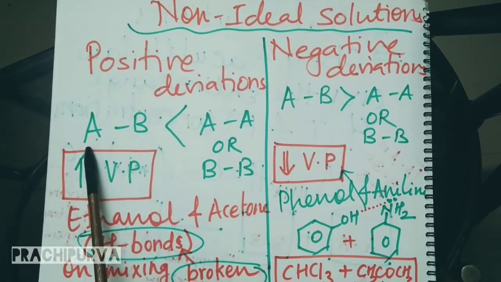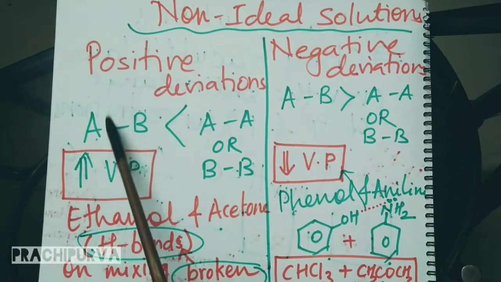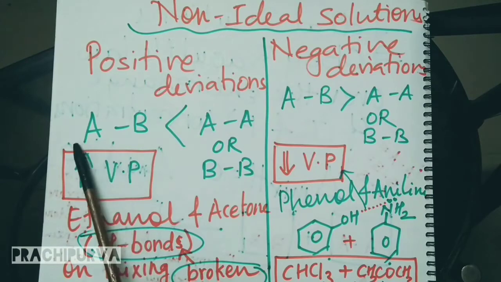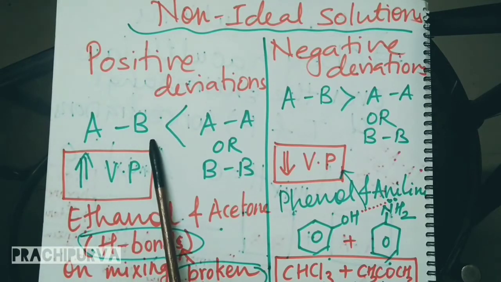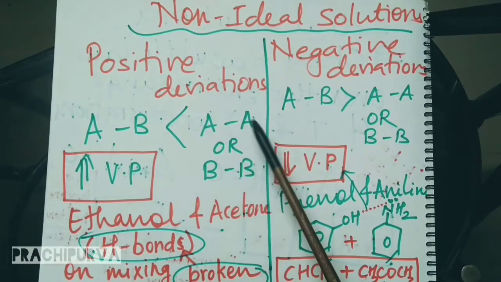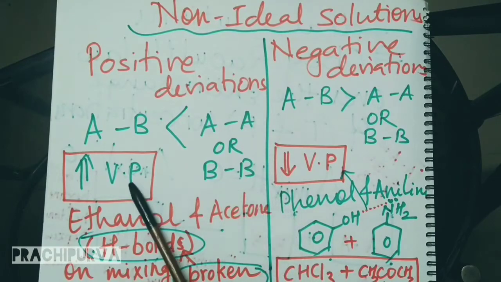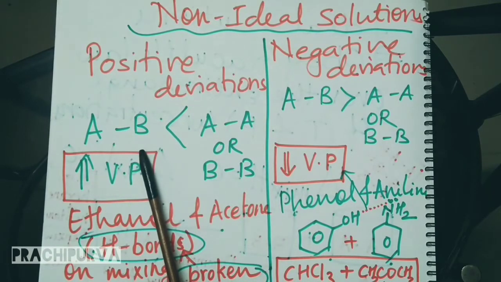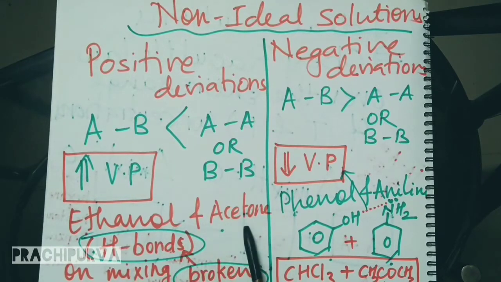Similarly, B is allowing A to go and form vapors. So more amount of vapors are formed. So pressure will be more. So because of this new interaction, the solution will have more vapor pressure than the individual solvents. So in the graph, we see positive deviation for this kind of solution. For example, ethanol and acetone.